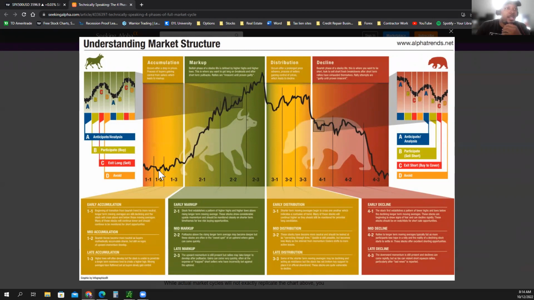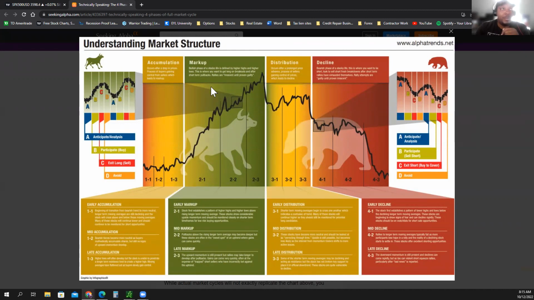So this is your consolidation phase, where price moves sideways. It's not really moving up, not really moving down. It's staying in a range, bouncing in between the range, a set price. So that's your consolidation. This is called your accumulation phase, but I just call it consolidation.